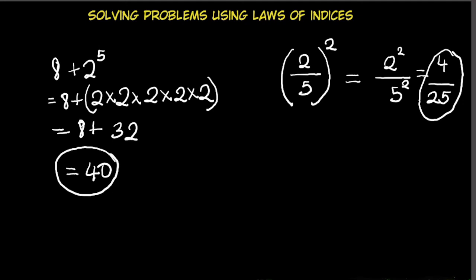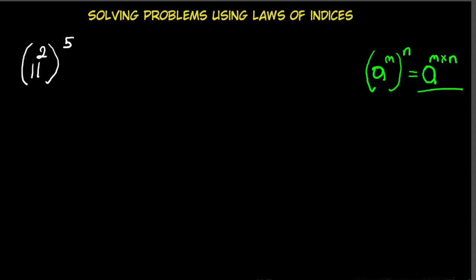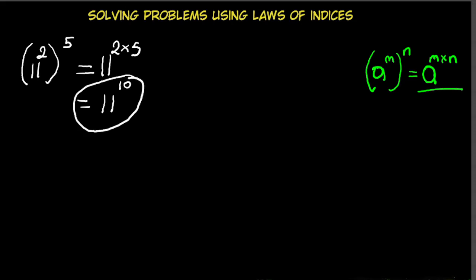Let's look at another one, pretty similar to this. If we have 11 squared, all in bracket, raised to the 5th power, what would we do here? Well, based on the laws of indices, we know that if A is raised to the m power, all in bracket, and raised to the n power, it simply means A is raised to m times n. And that would apply in this instance. So here it would be 11 raised to 2 times 5. And our final answer would be 11 raised to 10, since 2 times 5 gives us 10. So 11 raised to the 10th power would be our final answer.